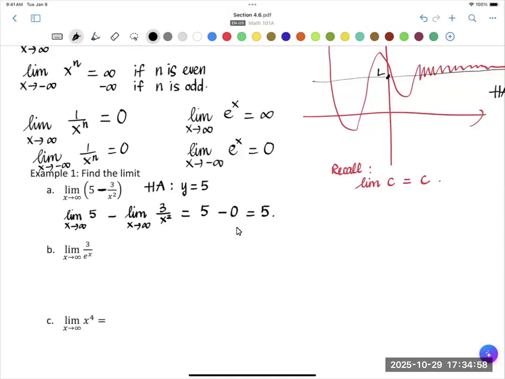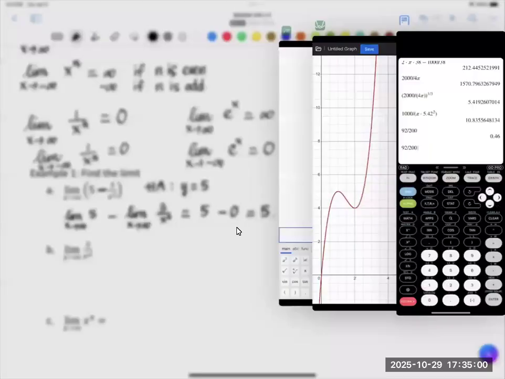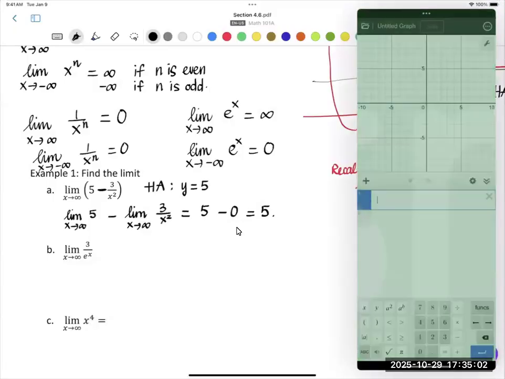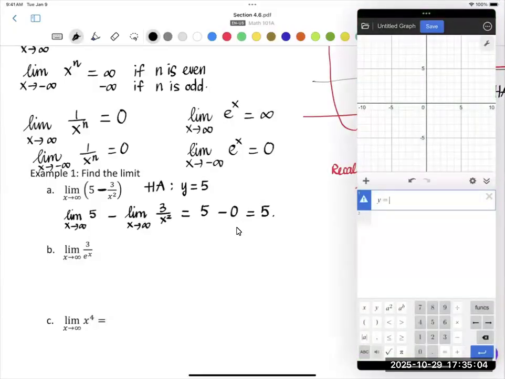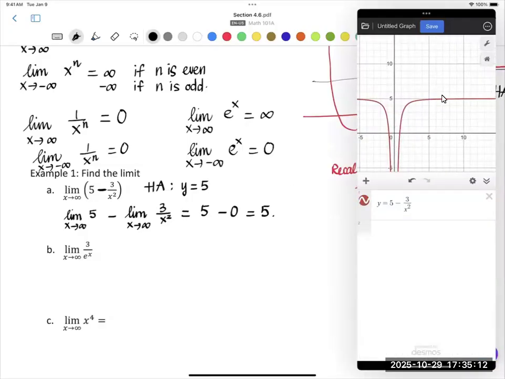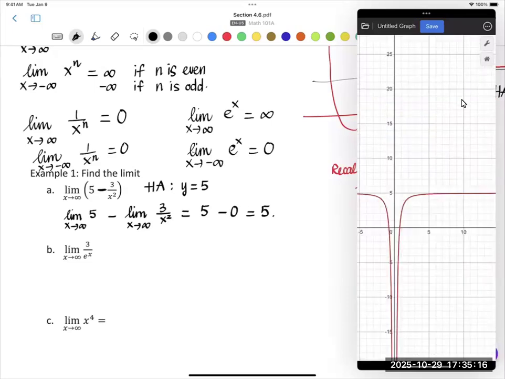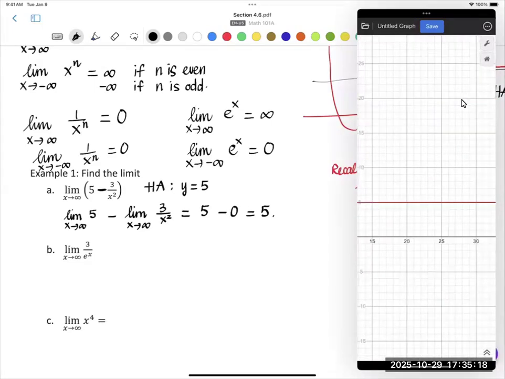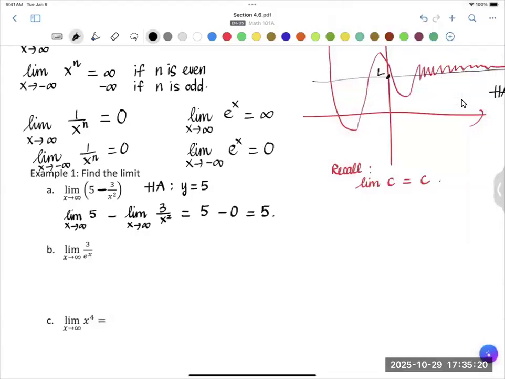And we can also double check that with decimals and see, do we get the right answer? So 5 minus 3 over x squared. You can see that when x approaches infinity, your y value approaches 5. And that's what we get from the result. All right, so that is the first one.